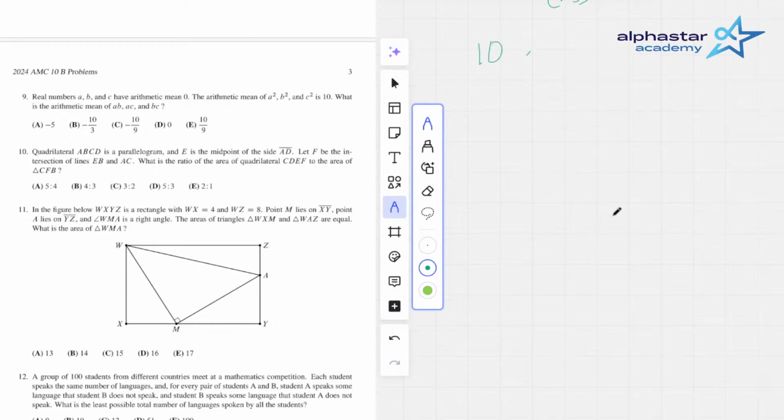Number 10. Quadrilateral ABCD is a parallelogram and E is the midpoint.